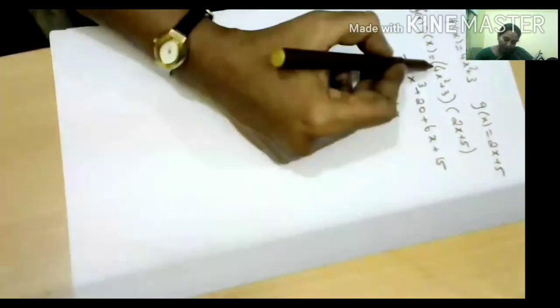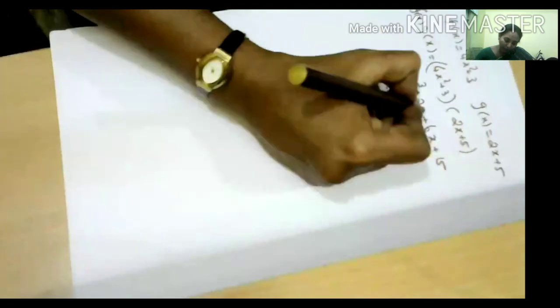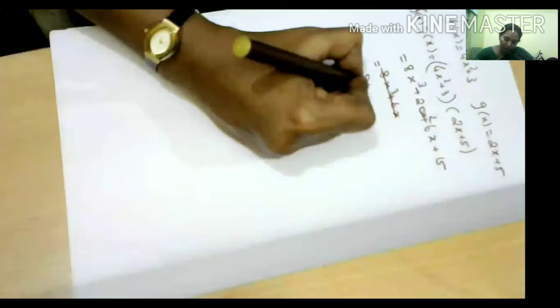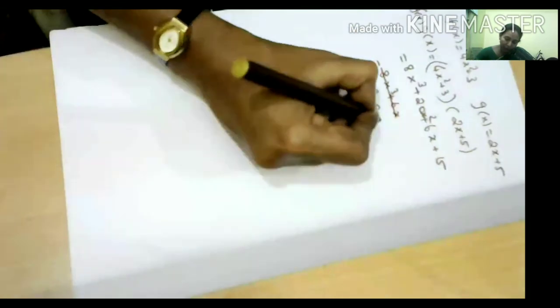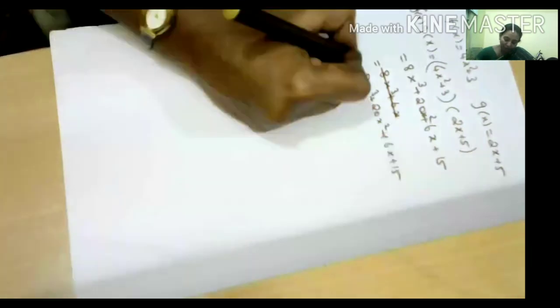Okay. So 8x cube plus 20x square plus 6x plus 15. So this is now f of x into g of x. So now here we are calculating the degree of this polynomial.